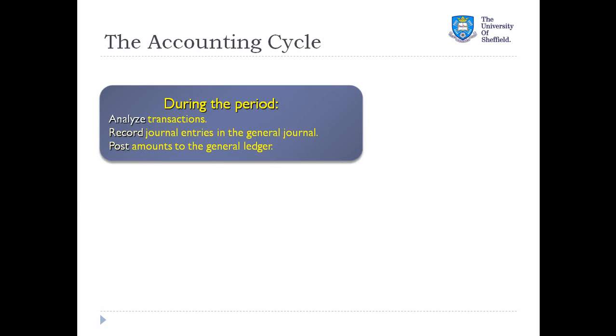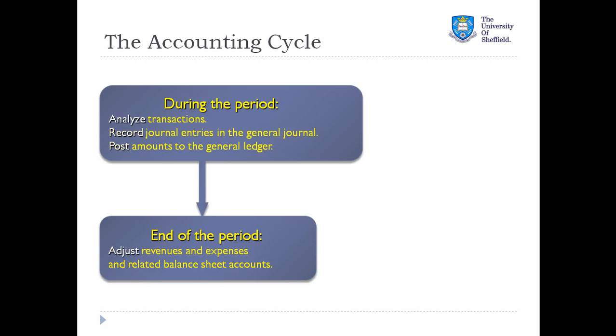In general, if we want to sum this up, during the period we analyze transactions, we see them, and we try to understand how they work. This happens constantly in day-to-day operations. We record journal entries in the general journal in order to have a record of what's happening in our company, and we post these amounts to the general ledger. So this allows us complete information. At the end of this period, we adjust our revenues and expenses, and obviously the related balance sheet accounts.